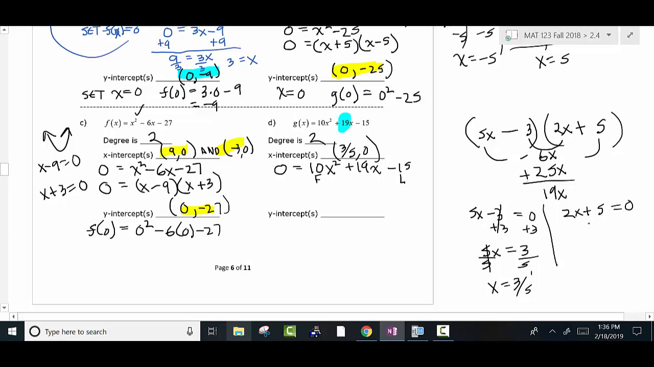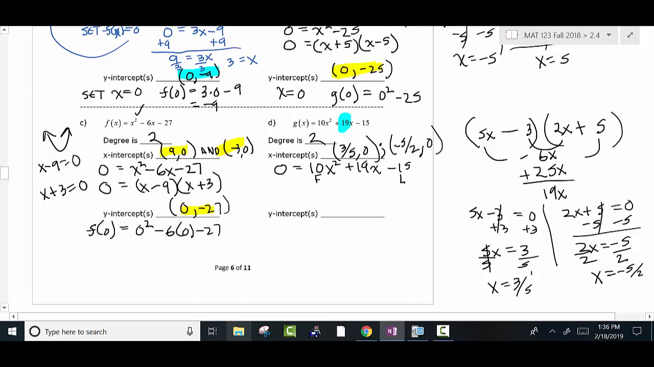Second one, same idea, just subtract 5. You get 2x equals negative 5. Divide by 2, you get x equals negative 5 over 2. Okay, so the second x-intercept is negative 5 over 2, 0. Like that. Okay, so it's factoring.